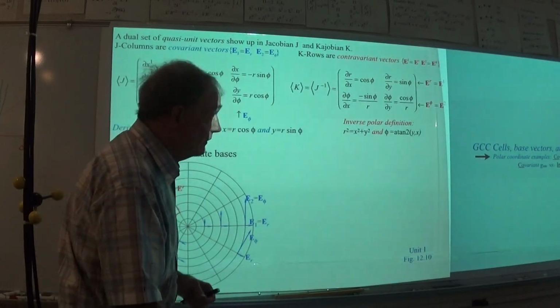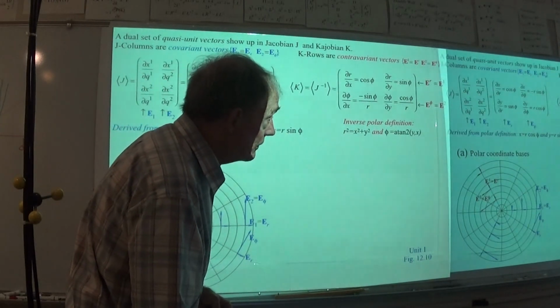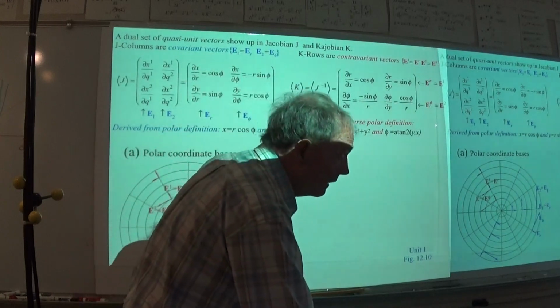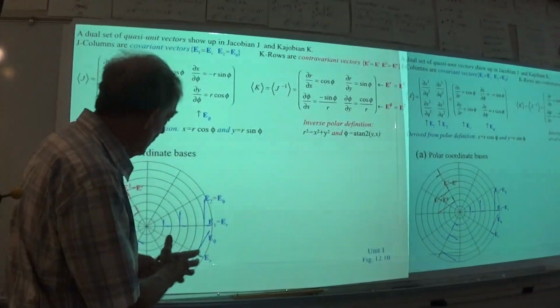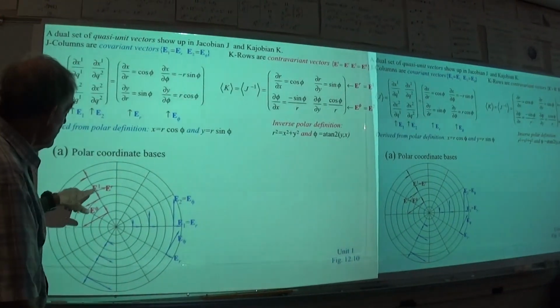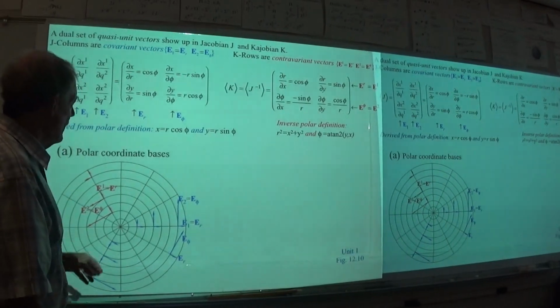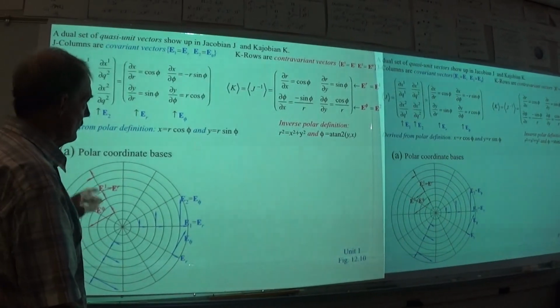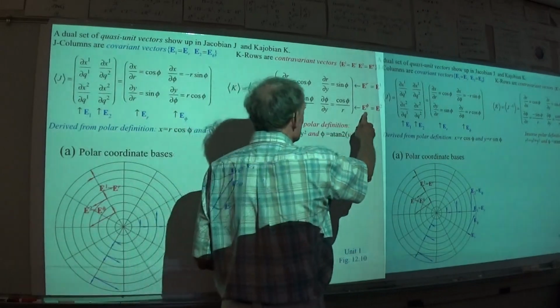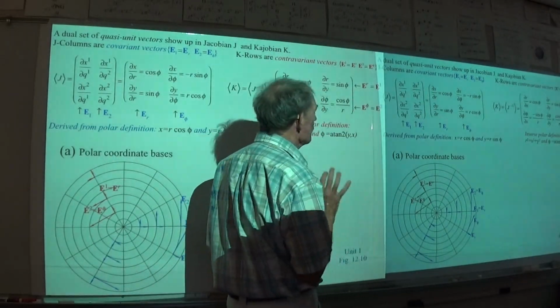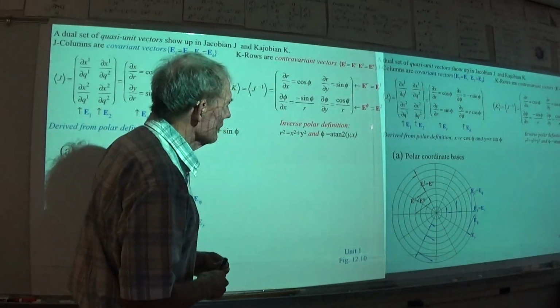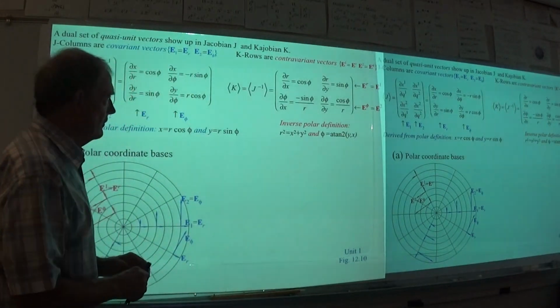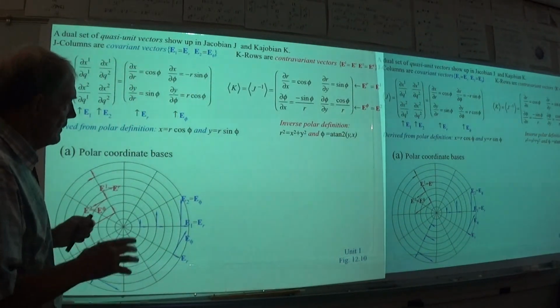Now the contravariants, the others, they turn out to be gradients. That's these guys right here. They turn out to be gradients of a particular coordinate line equal constant. So that's what I need to show in clearer ways.